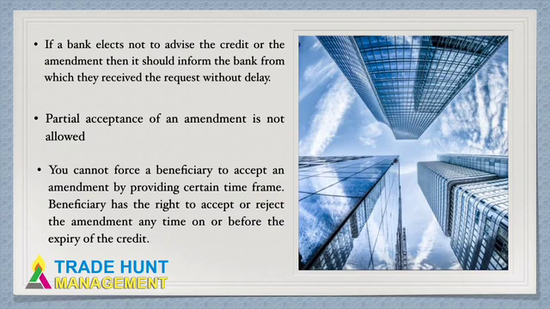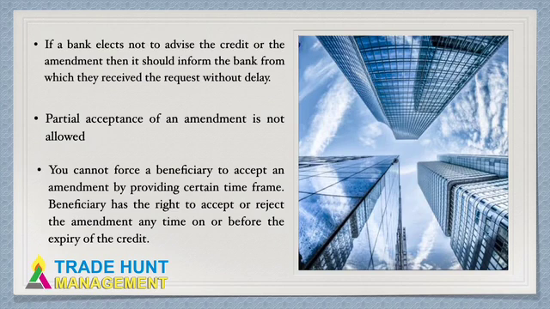Okay. Next, the partial acceptance of an amendment is not allowed. That means if an amendment to an LC has 4 points, and the beneficiary accepts only 2 points and rejects the other 2 points, it's not possible. So he needs to accept all the 4 points, or he needs to reject all the 4 points. He cannot accept what is favorable and reject what is unfavorable. Okay, so he needs to either accept the full amendment or reject the full amendment. So partial acceptance is not allowed.